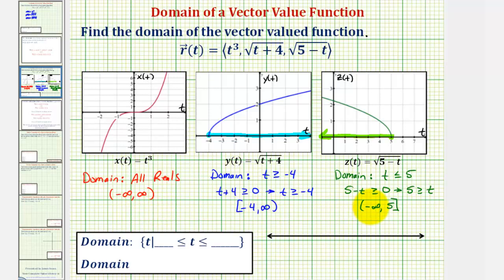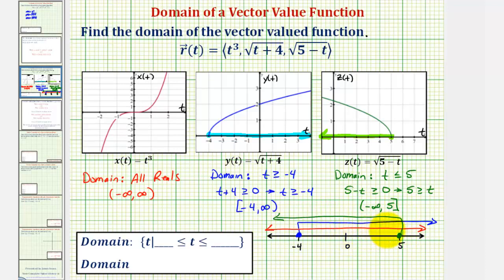Now let's go ahead and graph all three intervals on the same number line and determine the intersection of these three intervals, which will give us the domain of the vector-valued function. So let's let 5 be here and negative 4 be here. Well, first, the domain of x of t was all real numbers, which should be the entire number line. The domain of y of t, t is greater than or equal to negative 4, so we'd have a closed point on negative 4, arrow to the right. The domain of z of t is less than or equal to positive 5, so we'd have a closed point on positive 5 and an arrow to the left.